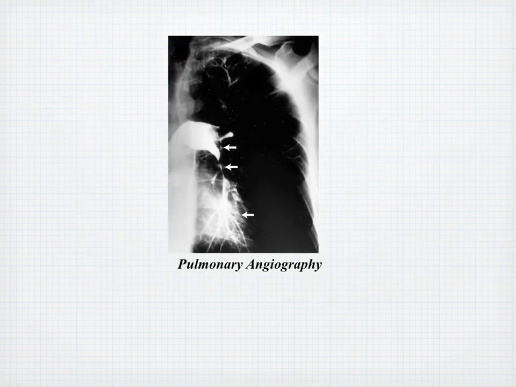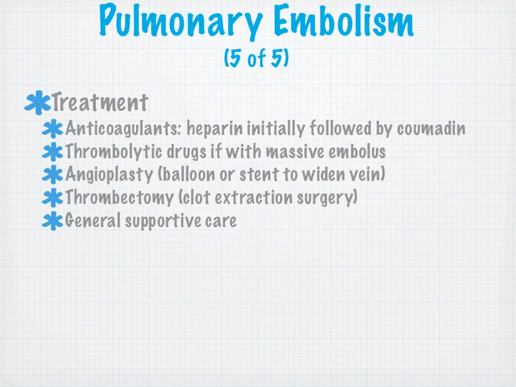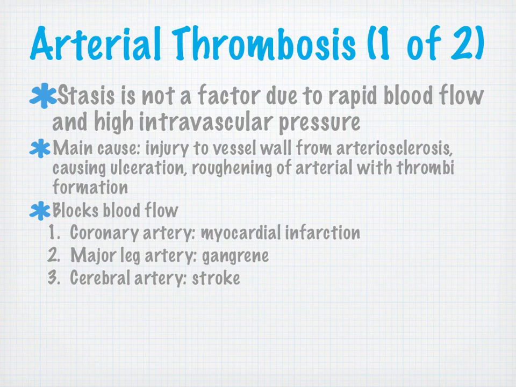All right, there's a pulmonary angiography scan, and treatment: anticoagulants, thrombolytic drugs, angioplasty, thrombectomy. I've had multiple patients with these, so we can talk about these in class. And an arterial thrombosis just isn't that common. Its stasis is not a factor because of rapid blood flow and high intravascular pressure in the arteries. The main cause, however, is an injury to the vessel wall from arteriosclerosis. So you get ulceration, roughening of the arteriole with thrombi formation, and this blocks blood flow.